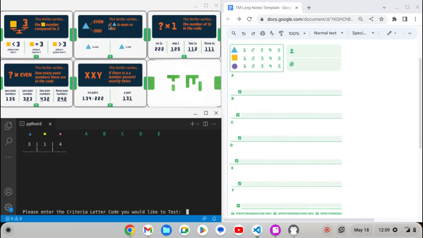So first I'm going to test criteria card B and see whether the first digit, the triangle digit, is odd or even. So the Turing machine responds that it approves of my proposal. So if I go look back, I notice that my first digit, the triangle digit, is odd. Since that's what it's testing, it approves of that. That means that, yes, triangle is an odd digit.